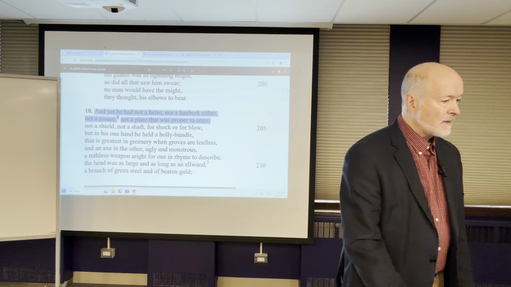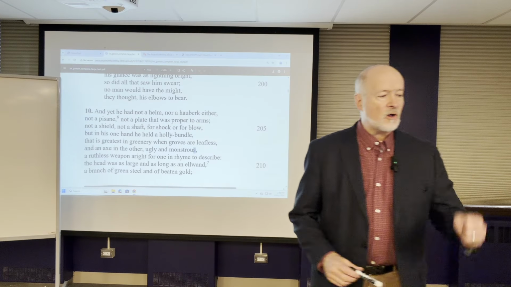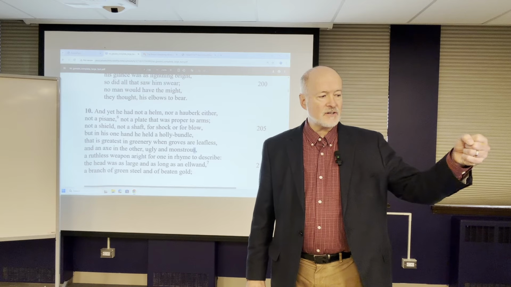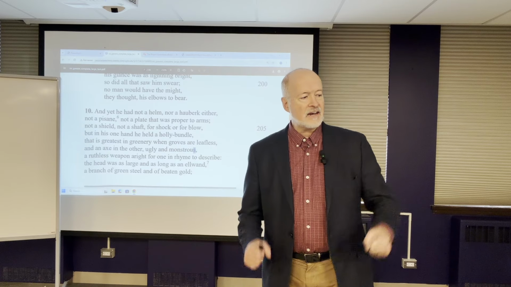But in his one hand he held a holly bundle that is greatest in greenery when groves are leafless, and an axe in the other, ugly.